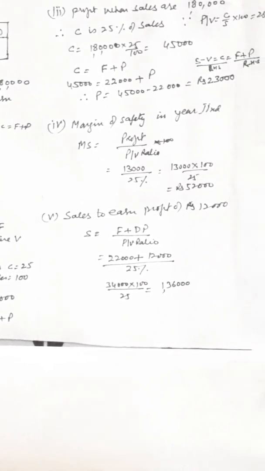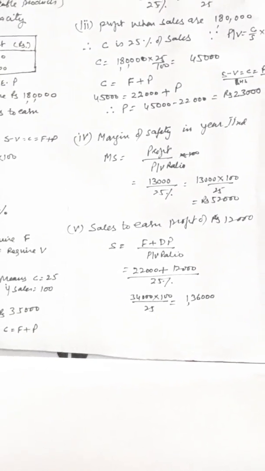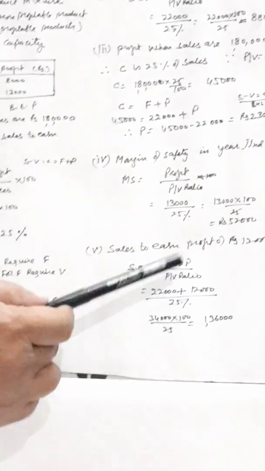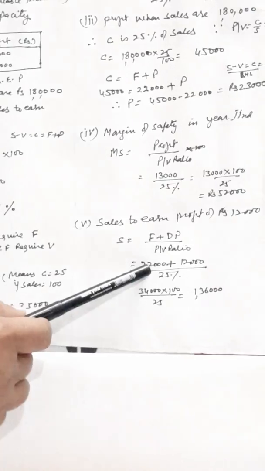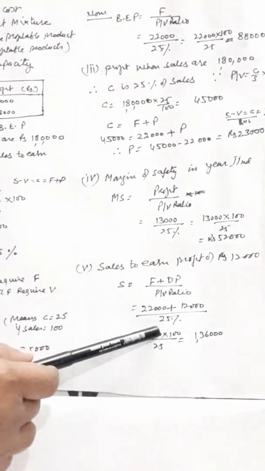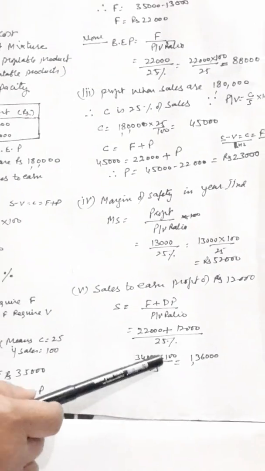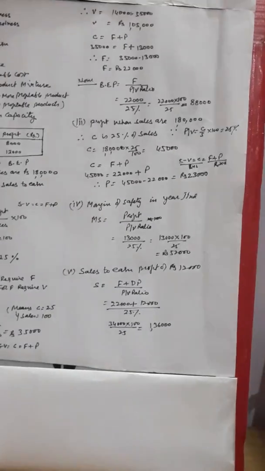Next step is sales to earn profit of 12,000. If we are to earn 12,000 rupees, how much goods are we to sell? How much will be the sales volume? S is equal to F plus DP upon PV ratio. DP here is desired profit. Fixed cost already calculated 22,000 plus desired profit just given 12,000 divided by PV ratio already calculated. Then it will be 34,000 multiplied by 100 upon 25, it will be 1,36,000. We are to sell goods worth rupees 1,36,000 in order to earn a profit of 12,000.